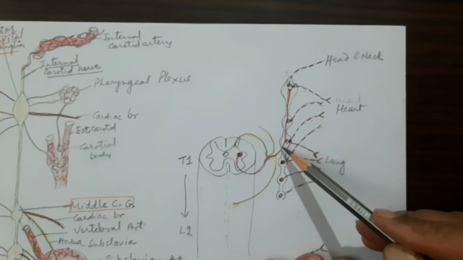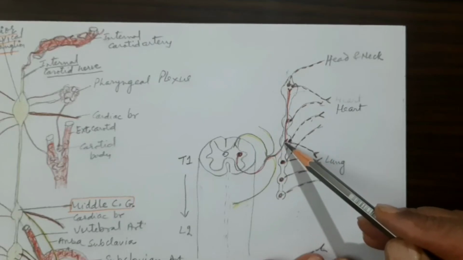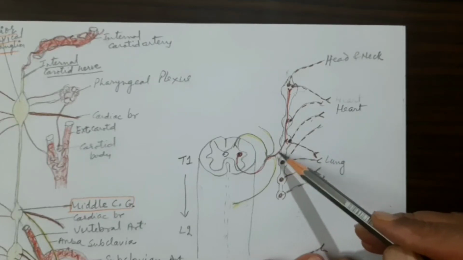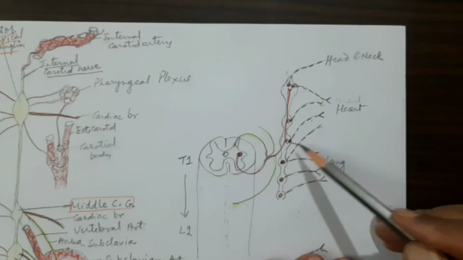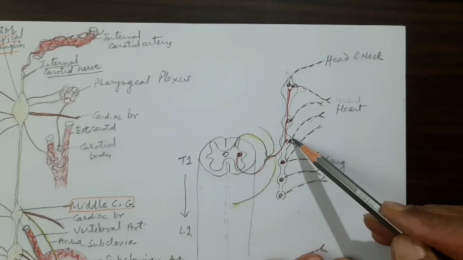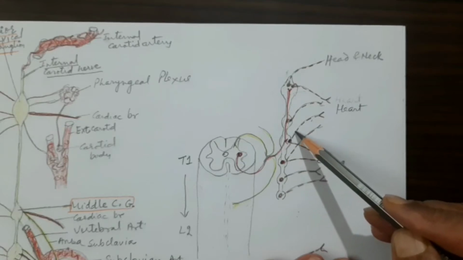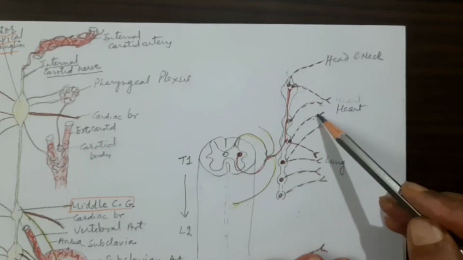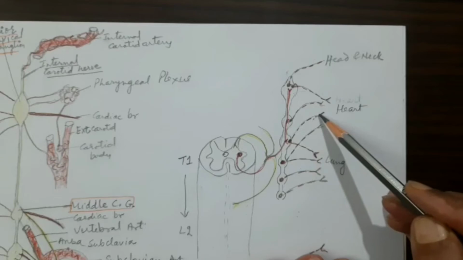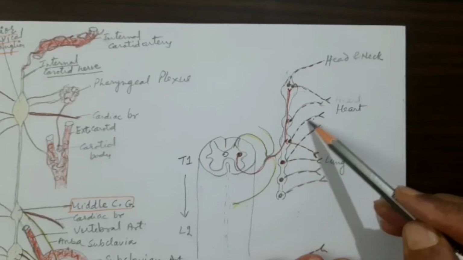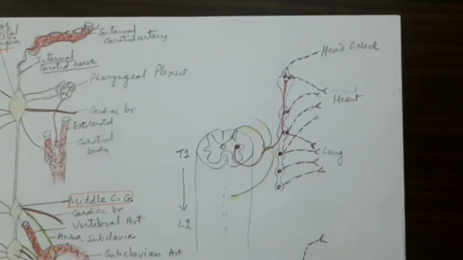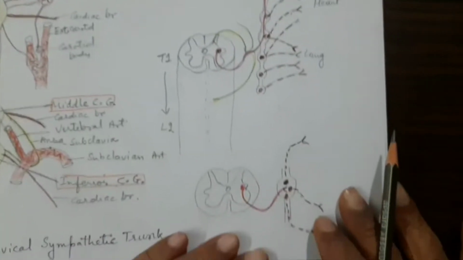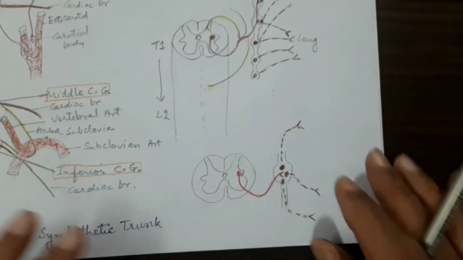Now that part of the preganglionic fibers which will connect from the spinal ventral ramus to the ganglion is called the white rami communicans. And why is it so? Because they are myelinated preganglionic sympathetic fibers. But the postganglionic axon which comes out from this sympathetic ganglion is non-myelinated, and that's why it is called the gray rami communicans. Okay, so these postganglionic fibers are non-myelinated and they are the gray rami communicans, right?